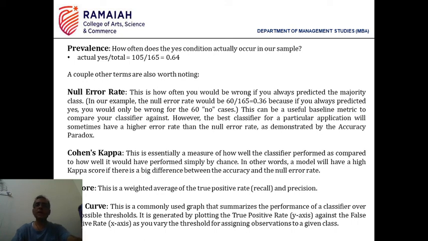In other words, a model will have a high kappa score if there is a big difference between accuracy and the null error rate. Now the F score, this is a weighted average of the true positive rate, recall and precision. Now the ROC curve is a commonly used graph that summarizes the performance of a classifier over all thresholds. It is generated by plotting the true positive rate on the y-axis against the false positive rate on the x-axis, as you vary the threshold for assigning observations to a given class.